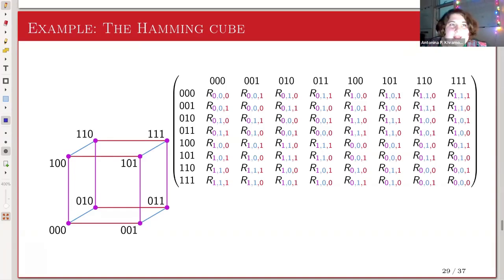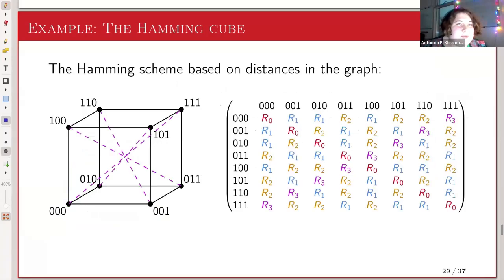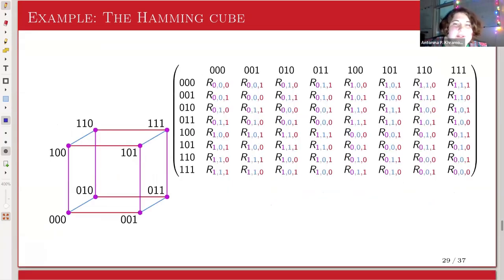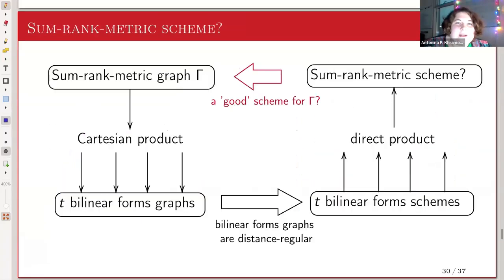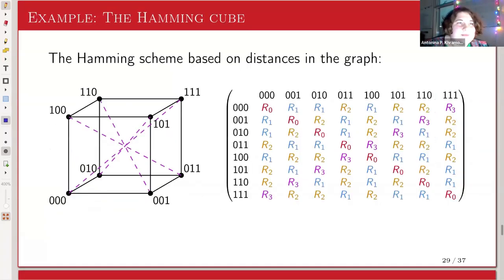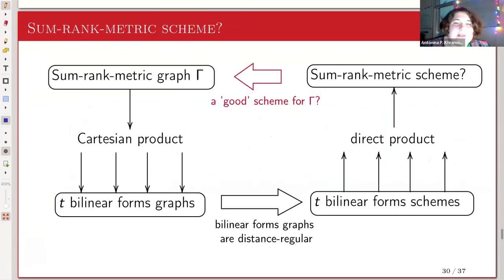It has 8 relations, 2 to the power of 3, which is just to remind you, different from the Hamming scheme for this graph usually. The Hamming scheme from before had 4 relations because there are 4 possibilities for distances between the vertices. Here we have 8. So it's a different scheme, but that's a good thing for us, because we wanted a different scheme since the Hamming scheme did not generalize to the summary metric graphs.